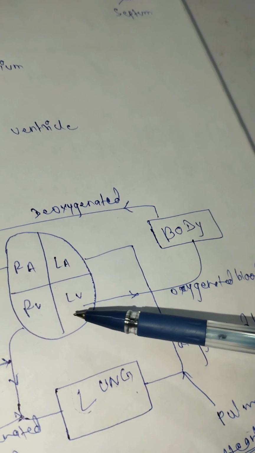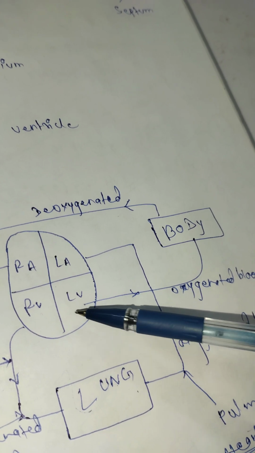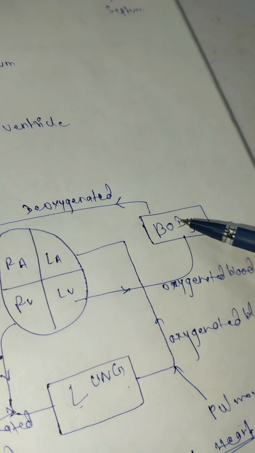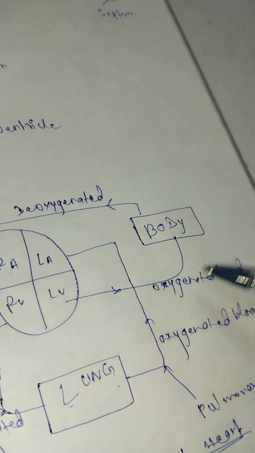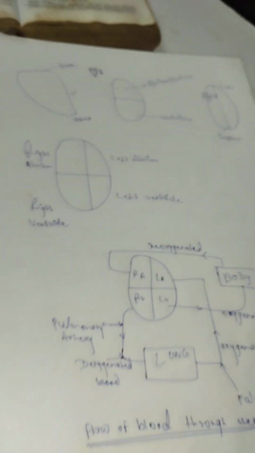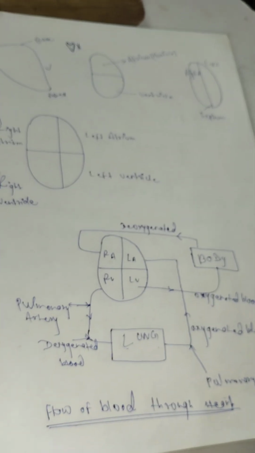The oxygenated blood from the left atrium goes to the left ventricle, and the left ventricle pumps the oxygenated blood to the whole body. In this way, this is all about the flow of blood through the heart.